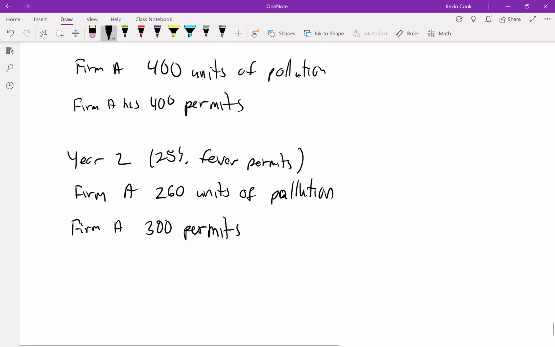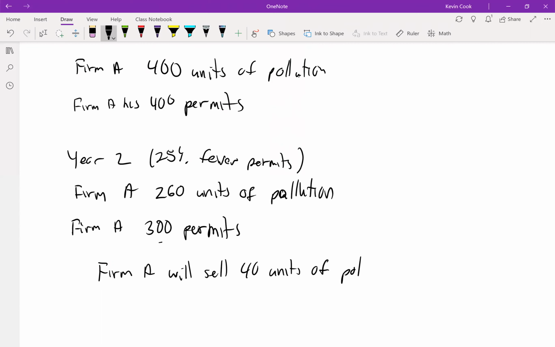So for this problem, we see that they have 300 permits, but they only emit 260 units of pollution. So what we'll see happen is firm A, in this case, will end up selling 40 units of pollution. So you may see something like that. And if you do, just remember as you're going through these problems, especially when we're talking about policy, make sure you read it, write stuff out, and take your time with it. And you should be pretty good to go.